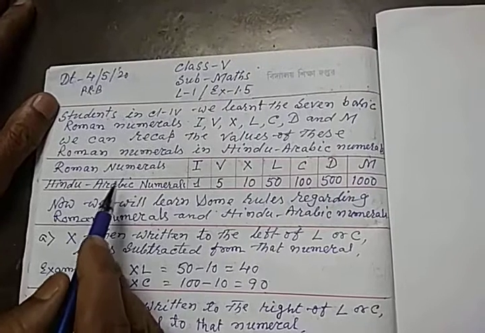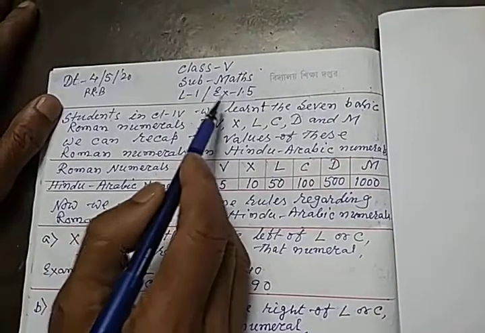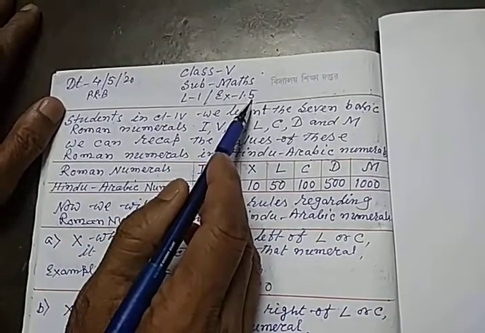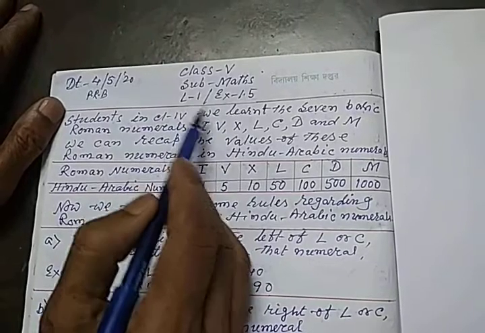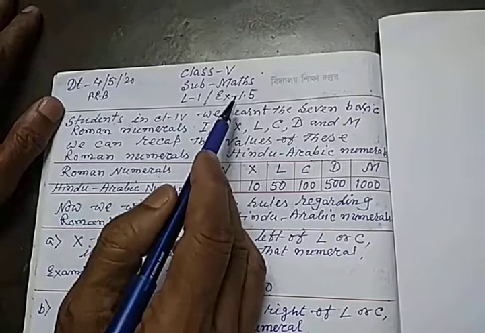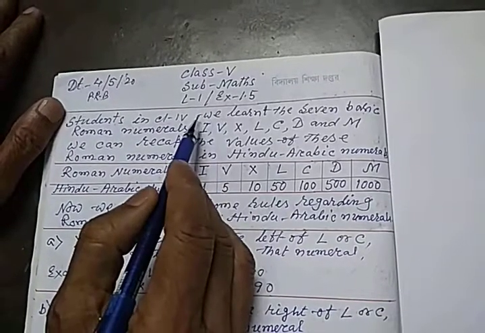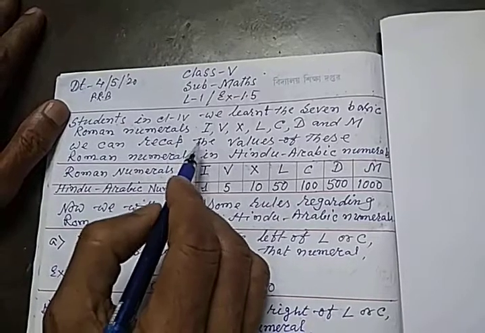And today we will start exercise number 1.5 from lesson number 1. This exercise is about the Roman numerals and Hindu Arabic numerals.